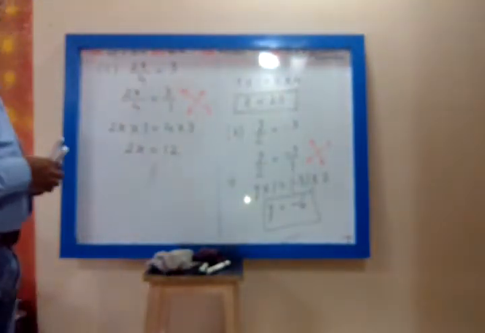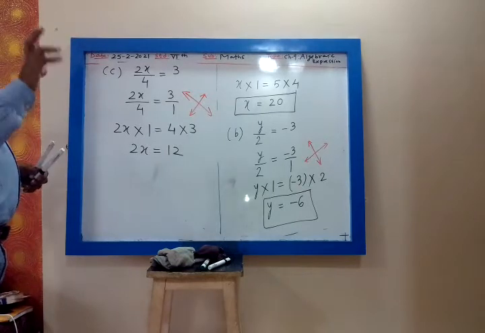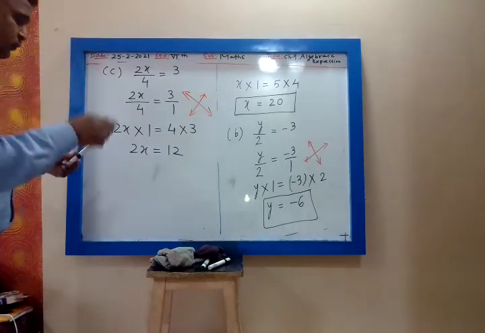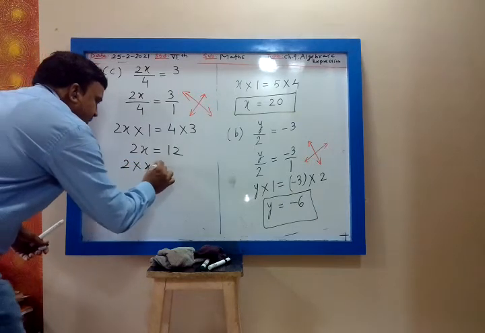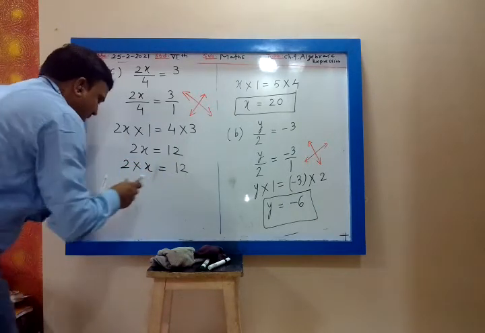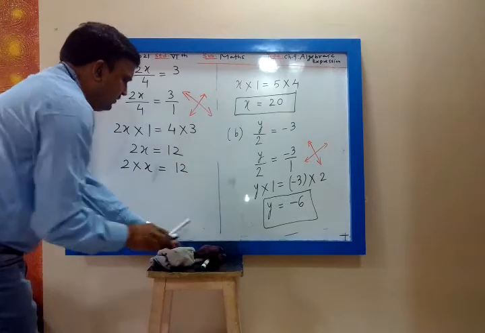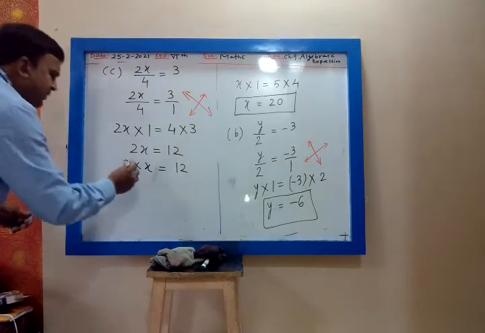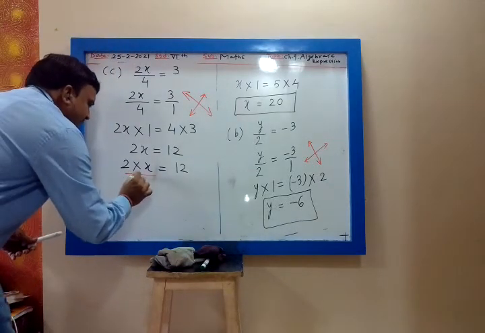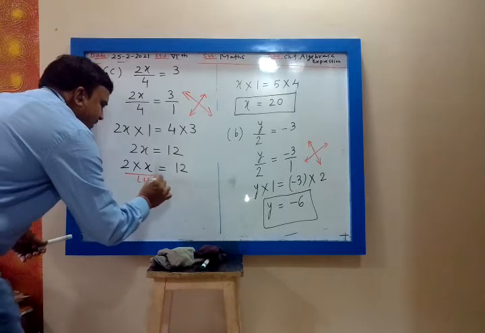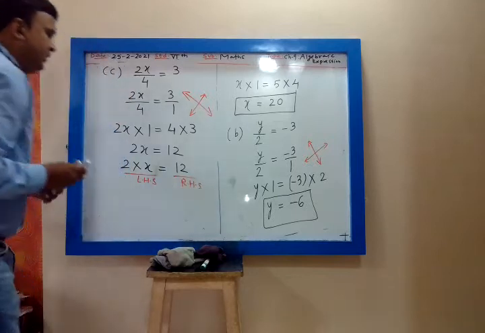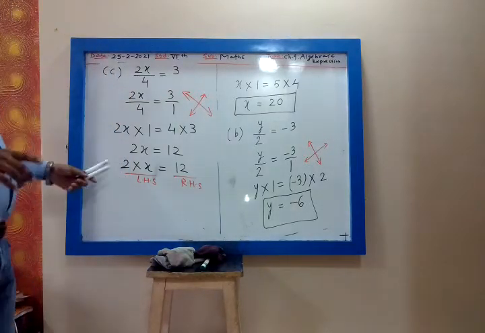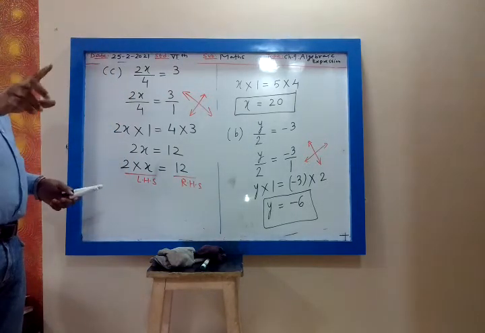Now what do you mean by 2x? 2 into x. Yes, 2x means 2 into x. So 2 into x is equal to 12. This is my left hand side and this is my right hand side.